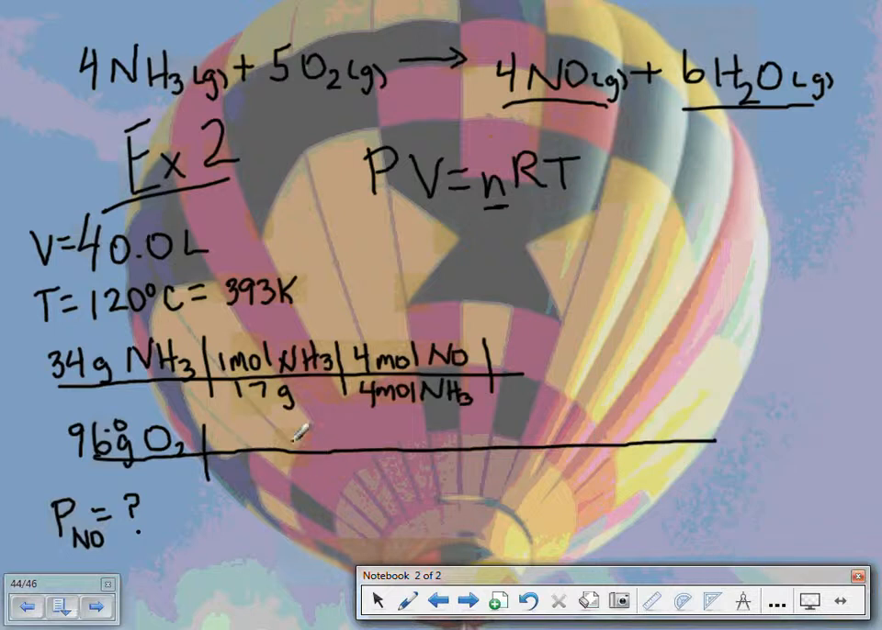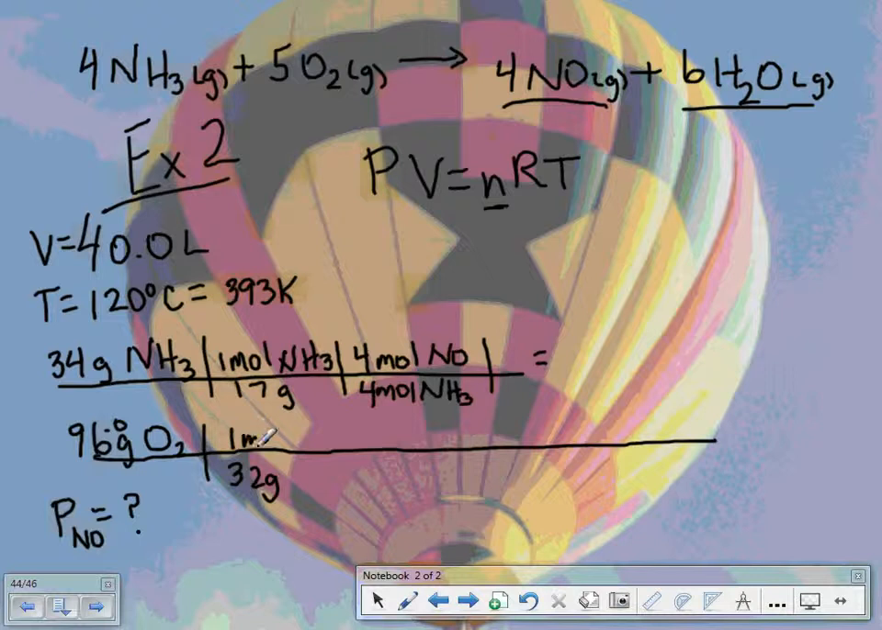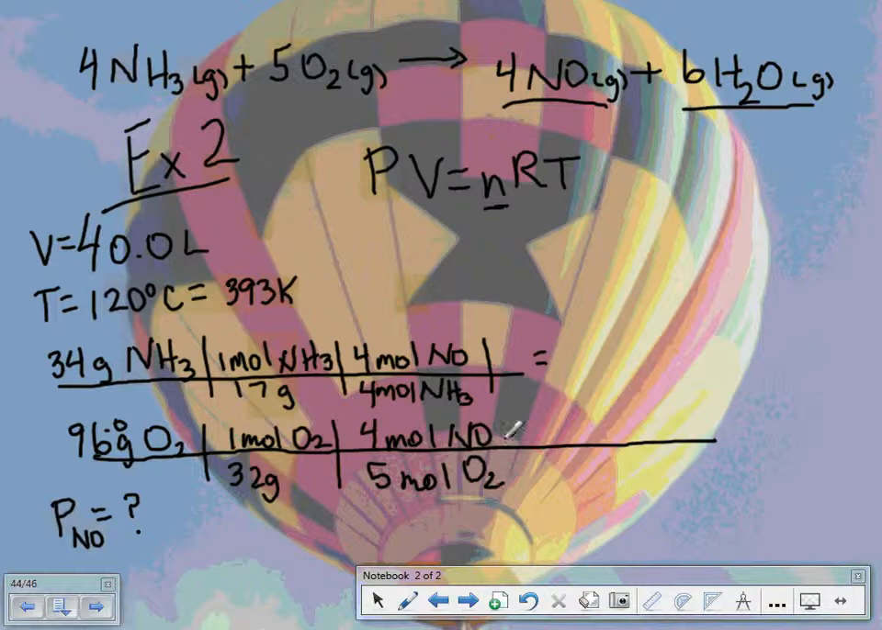Okay. So we'll do the same for oxygen, 32 grams per mole, because it's O2, right? Got to pay attention to that. And then what does our balanced equation say about this? We have 5 moles of O2 in the equation. And we still have 4 moles of NO. Make sure that you put oxygen crisscross so that we can get those moles to cancel. So NO goes on top and O2 goes on the bottom. And then that part's done.